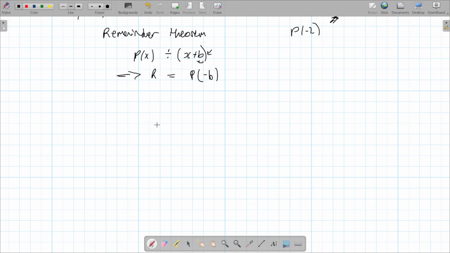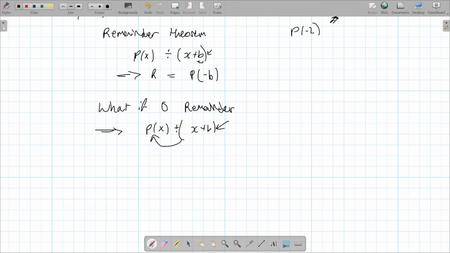So what if the remainder was 0? What if it had no remainder? This is what we call the factor theorem. If x plus b was a factor of p of x, then when you substitute p of minus b, you're going to get 0. What did we say happens when you get p of minus b? You get the remainder. So if I got 0, that means my remainder is 0, that means x plus b is a factor, that means it's divisible. That's what the factor theorem is.